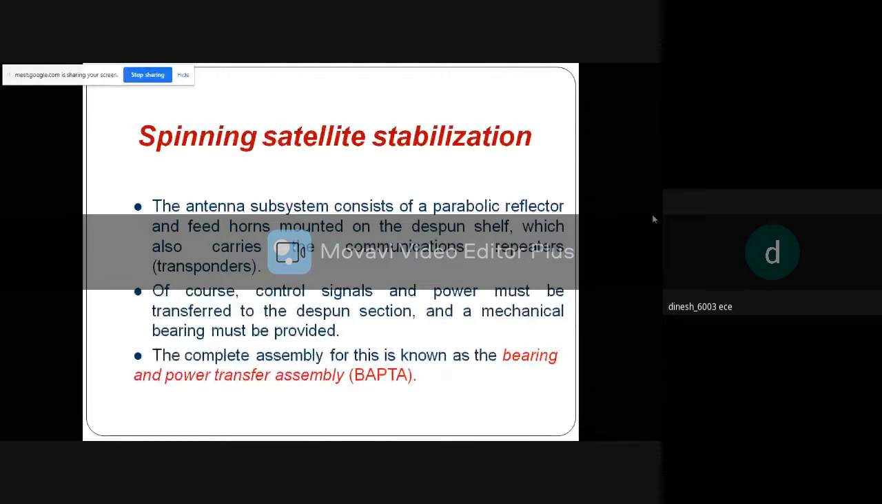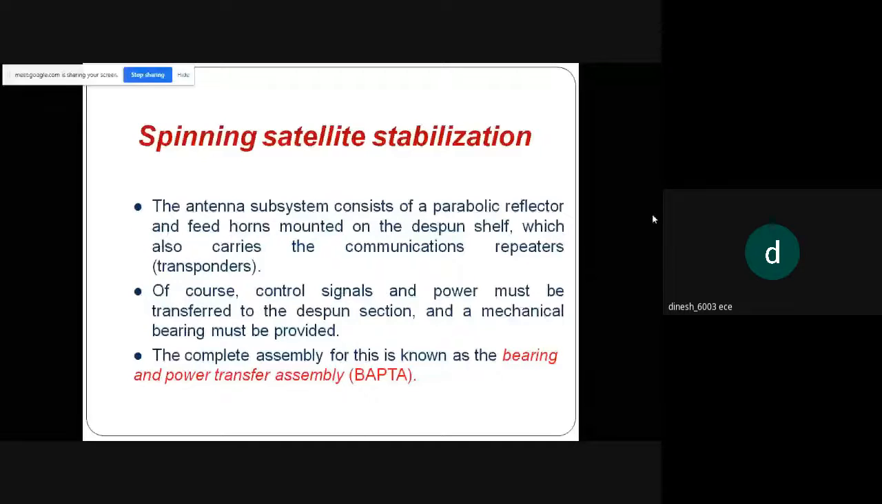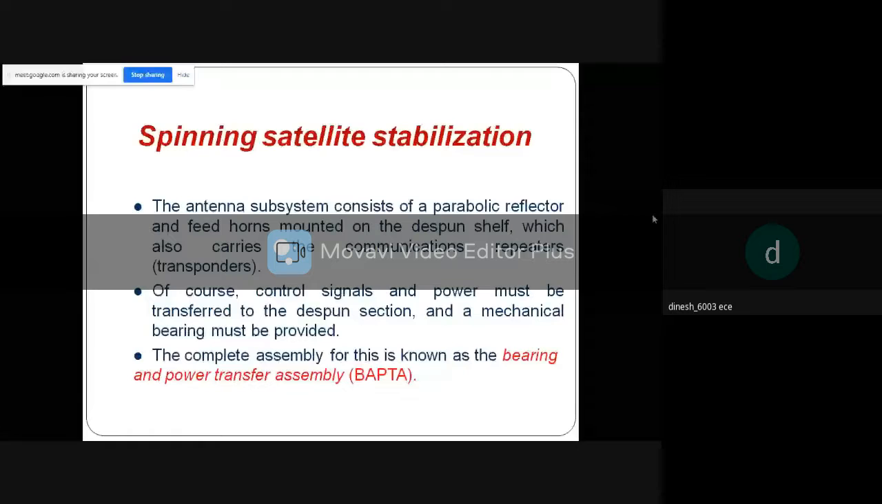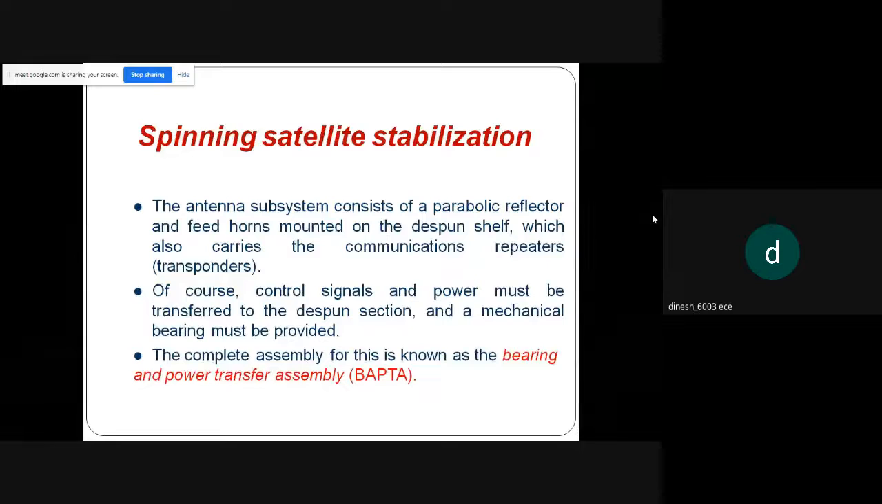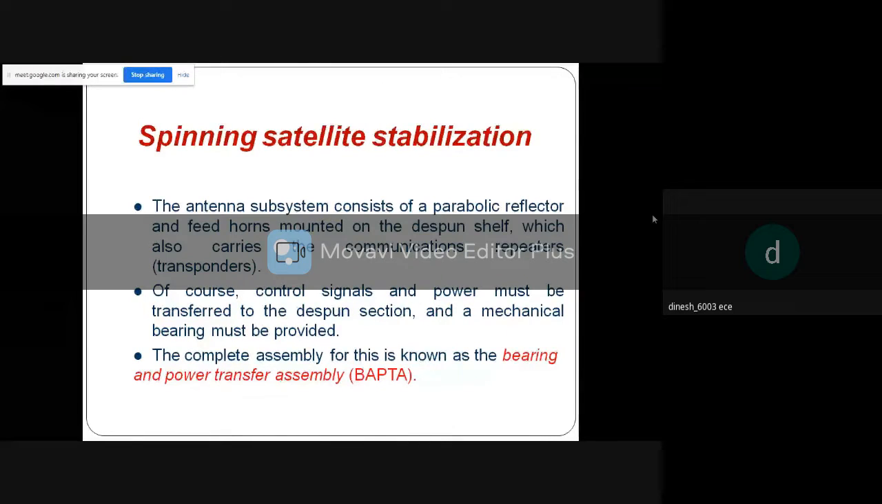So the antenna subsystem consists of a parabolic reflector and feed horns mounted on the despun shelf, which carries the communications repeaters, or we call them transponders. These control signals and power must be transferred to the despun section, and a mechanical bearing should be provided appropriately. So the complete assembly is called the bearing and power transfer assembly, BAPTA. You can remember it like that. Bearing and power transfer assembly.